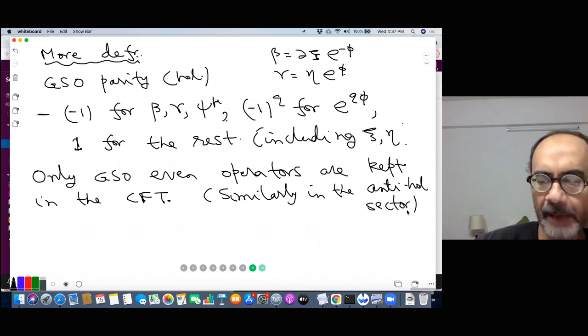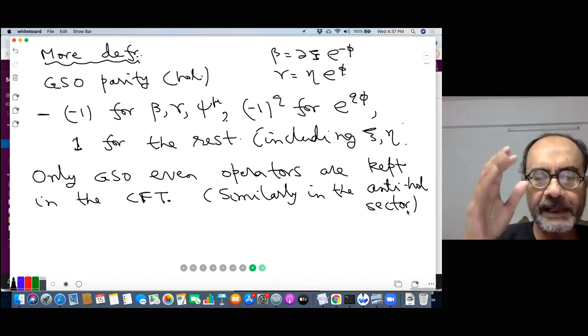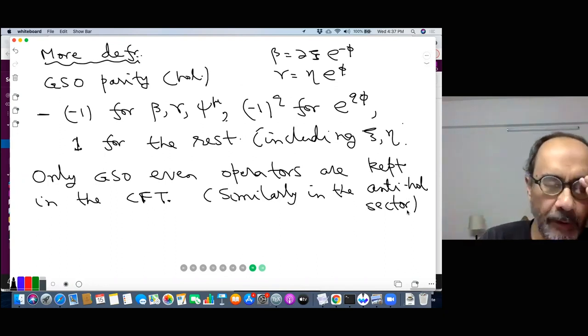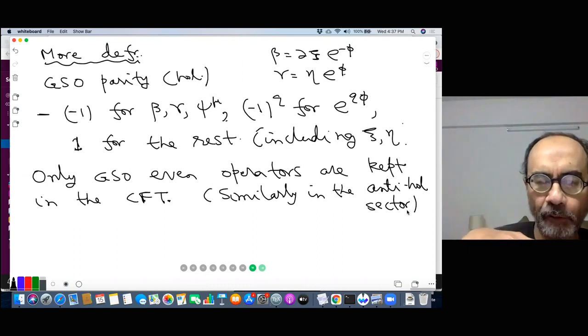Okay. So that is a separate projection in the holomorphic sector and anti-holomorphic sector. Because for an operator to be kept, it has to be GSO even in the holomorphic sector and GSO even in the anti-holomorphic sector.